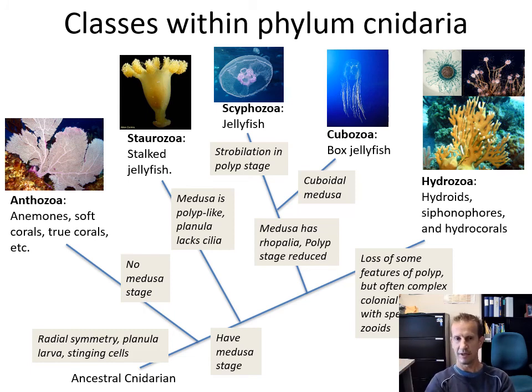Some of them have a primitive medusa. The Staurozoa, or stalk jellyfish, have this medusa, which almost looks more like a polyp and may actually be attached to something like a piece of seaweed. And their planula is a little bit weird. It lacks cilia. The more typical medusas that we're familiar with are the jellyfish. They're in the classes Scyphozoa and Cubozoa. And their medusa has these sensory organs around the bell called rhopalia, and really the medusa is the main stage of their life. So the polyp form is usually just a larval stage that's stuck to the bottom, and the main stage of their life is the big jellyfish stage that's pulsing around through the water.